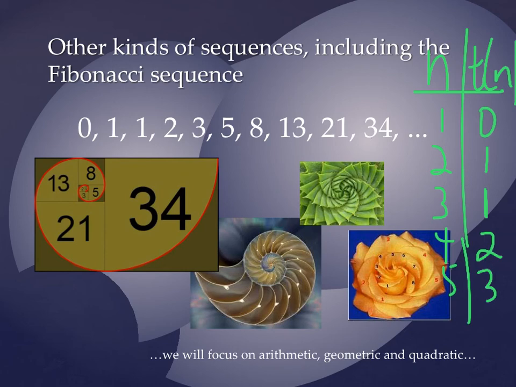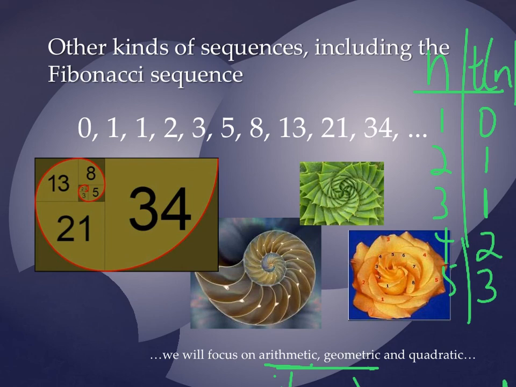Even though it's a weird sequence, it's seen all over nature. It's seen in the shape of a nautilus shell, in the circular pattern of rose petals, in a lot of succulents. It's a very cool pattern. You can look all over the internet for interesting things about it, but we will be focusing mostly on arithmetic, linear, and geometric, which is exponential. Those are the main two focuses, and then some work also with quadratic.